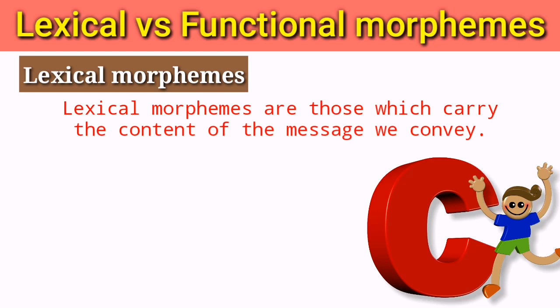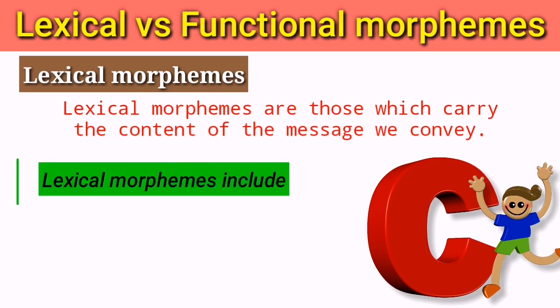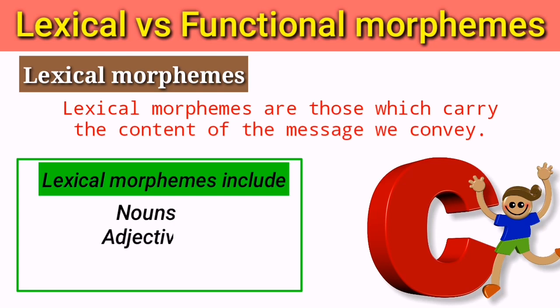I think you are still not getting the point. Let me make it easier for you. Lexical morphemes include nouns, adjectives, and verbs. Why are they considered to be lexical morphemes? Because they convey the content of the message. These are lexical morphemes because they carry what? The content of the message. So that is why they are considered to be lexical morphemes, and they cannot be further divided, and they can stand alone by themselves. So that is why they are called lexical morphemes.